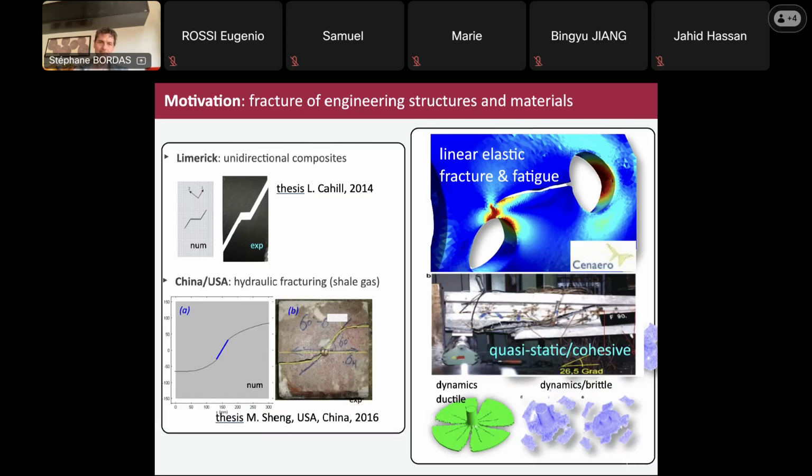So this is a composite material, which we designed with Limerick in Ireland. And the PhD student that worked with us on that is Lisa Cahill in Limerick. And she worked on this. She tried to simulate and do an experiment of a crack in a material which is supposed to withstand certain loads. This material is not isotropic. That means that certain directions contain carbon fibers that are aligned with, in that case, the 45-degree direction.